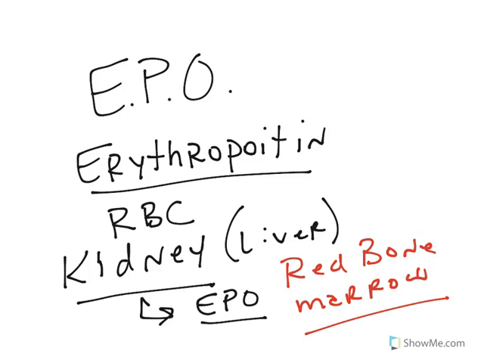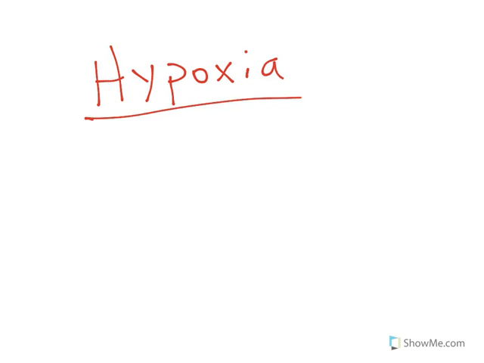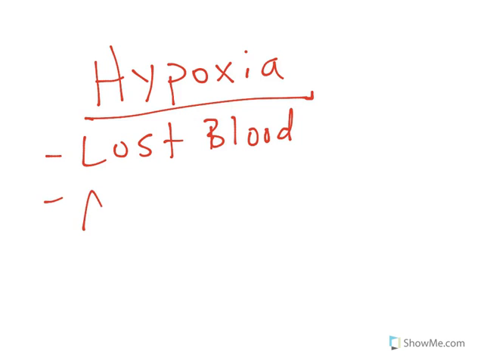So why would we release EPO into our bloodstream? We would have a case where we were hypoxic. If we undergo hypoxia, there are several reasons that we could be hypoxic. We could be hypoxic because we lost blood, we're hemorrhaging. We also could be hypoxic because we have anemia, whether it be sickle cell, iron deficient, or pernicious anemia. Or we could be in a place where O2 is reduced.